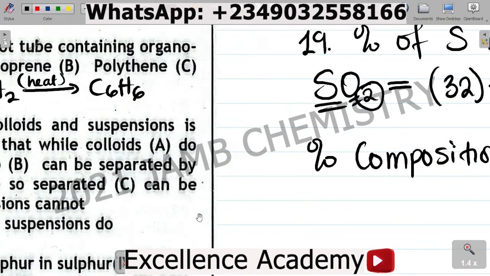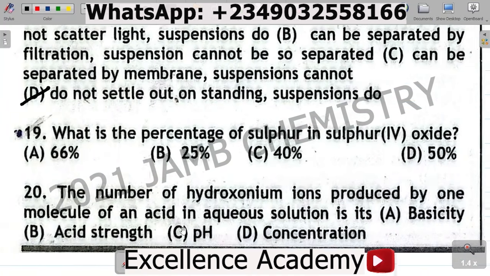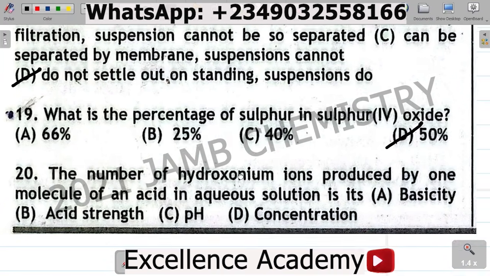All right, so let's see what we have here. The correct answer there is D, 50%.